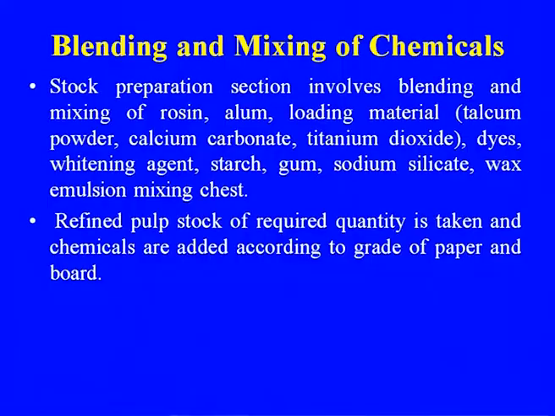Dyes, whitening agent, starch, gum, sodium silicate, wax emulsion, all these things are added in the mixing chest. Refined pulp stock of the required quantity is taken, and chemicals are added according to the grade of the paper and board, because the requirement of chemicals in the processing of the pulp depends totally on what type of paper you are interested in making.